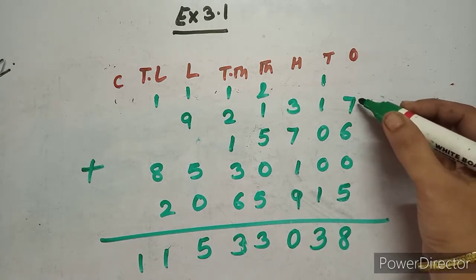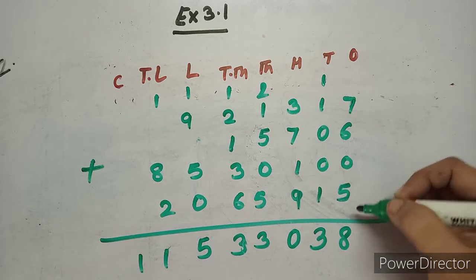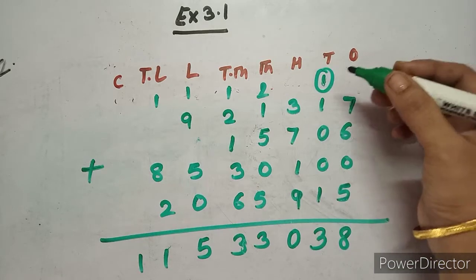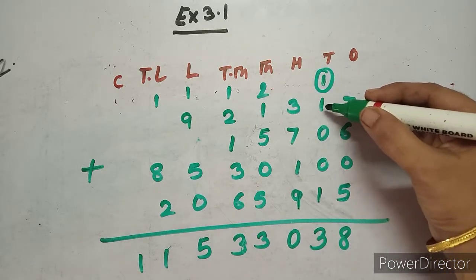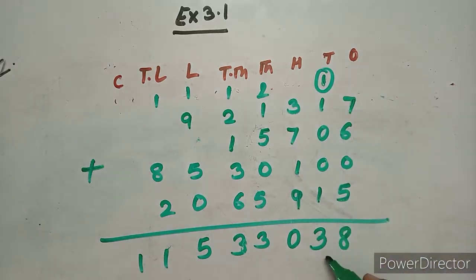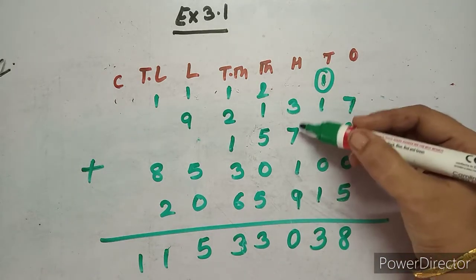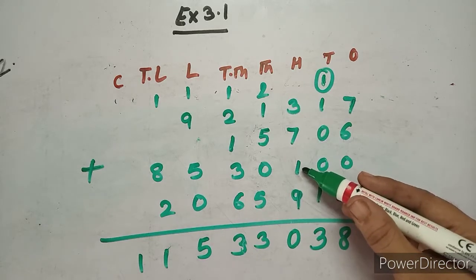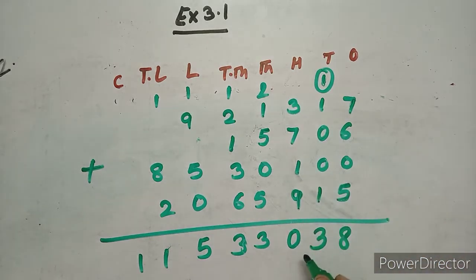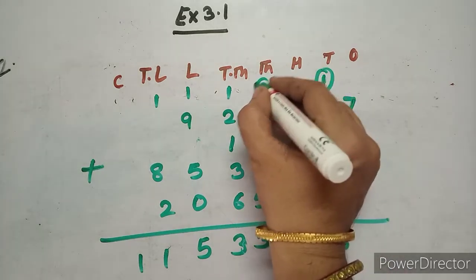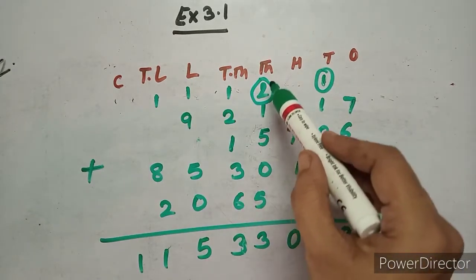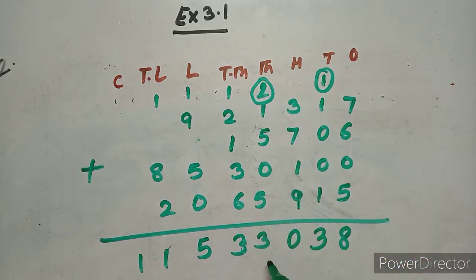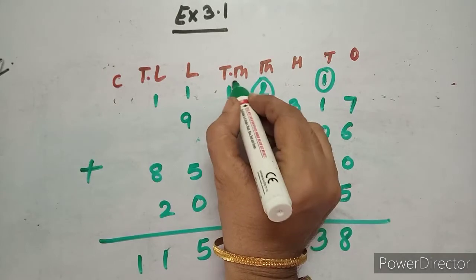So see here, 7 plus 6 plus 0 plus 5 will give you 18. So 8 down and 1 up. Then I have 1 plus 1 as 2, 2 plus 1 as 3. Now here you have 3 plus 7 is 10, 10 plus 1 is 11, 11 plus 9 is 20. So you have 0 down and 2 up. Then you have 2 plus 1 as 3, 3 plus 5 as 8, 8 plus 5 as 13. So 3 down, 1 up.